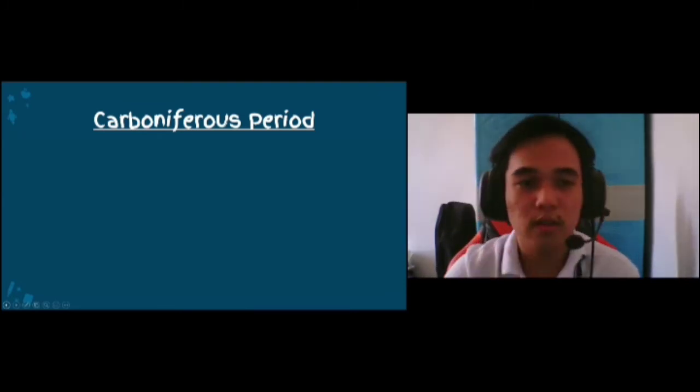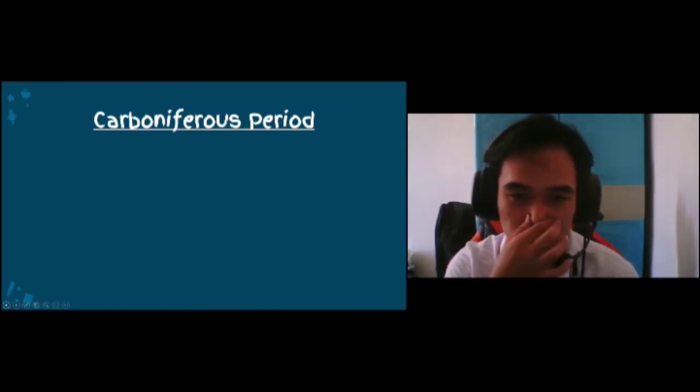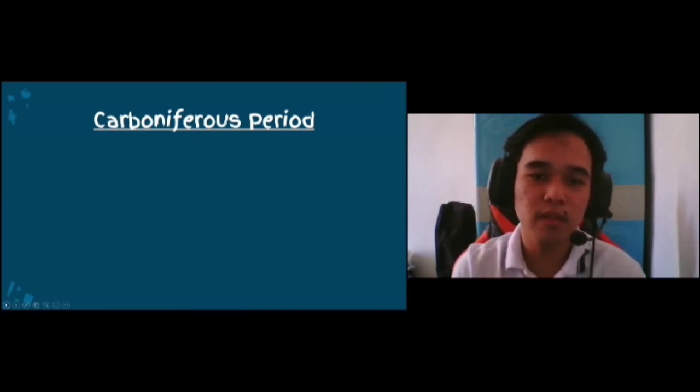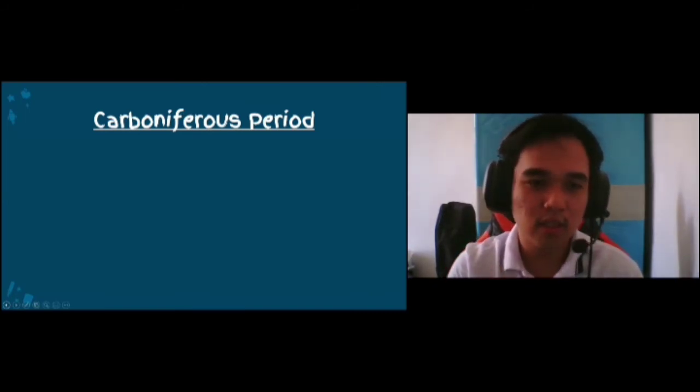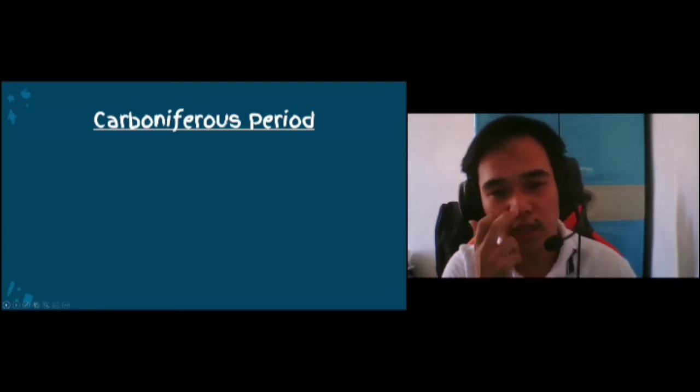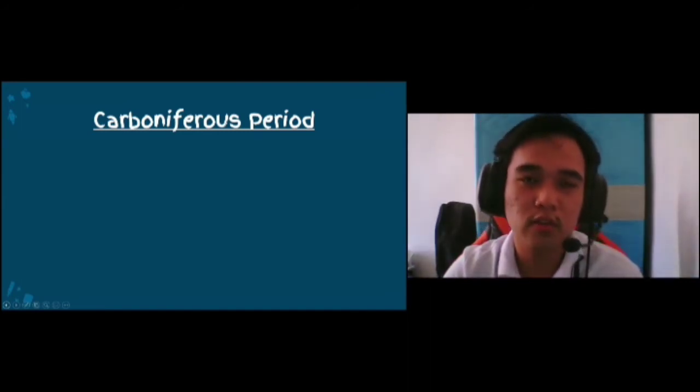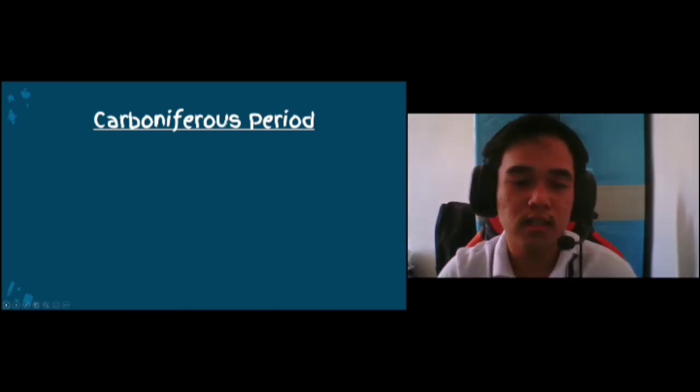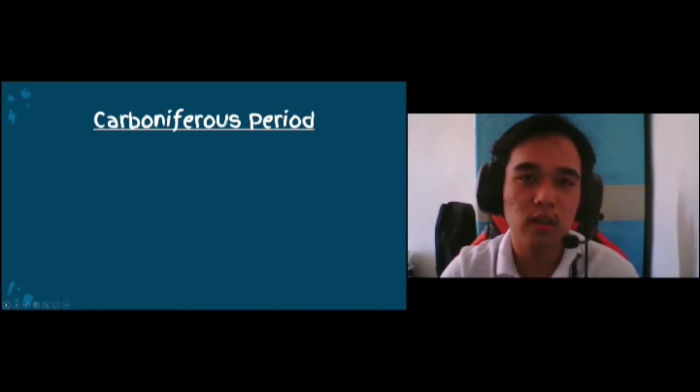Carboniferous period. Carboniferous period, fifth interval of the Paleozoic era, succeeding the Devonian period and preceding the Permian period. In terms of absolute time, the Carboniferous period began approximately 358.9 million years ago and ended 298.9 million years ago. Its duration of approximately 60 million years makes it the longest period of the Paleozoic era and the second longest period of the Phanerozoic Eon.